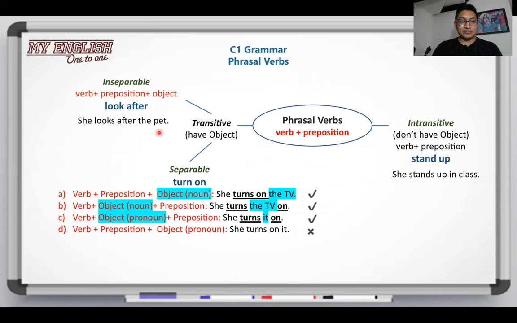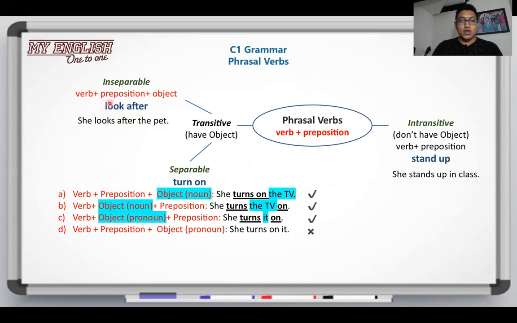Let's see these two groups. Now, inseparable transitive phrasal verbs have this sequence: verb plus preposition plus object. For example, the case of the verb look after. Let's have a sentence here. She looks after the pet.